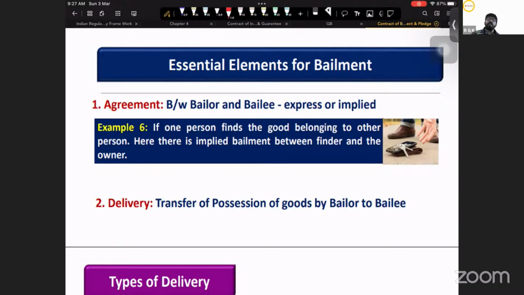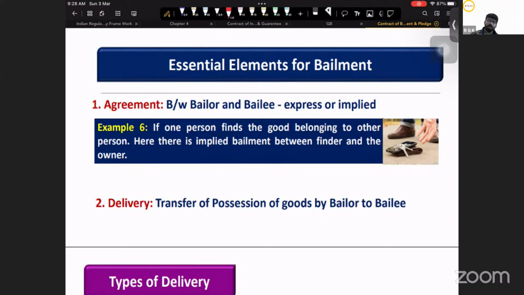Sometimes implied. Implied means what? Say someone finds goods. Finder of lost goods, we say. Someone finds goods that belong to some other person. Now, the duty of such person is to give back the goods to the true owner, even though there is no contract. Law assumes, we consider it as quasi contract. Correct? So even that can be considered as bailment only. That can be an example of implied contract of bailment.